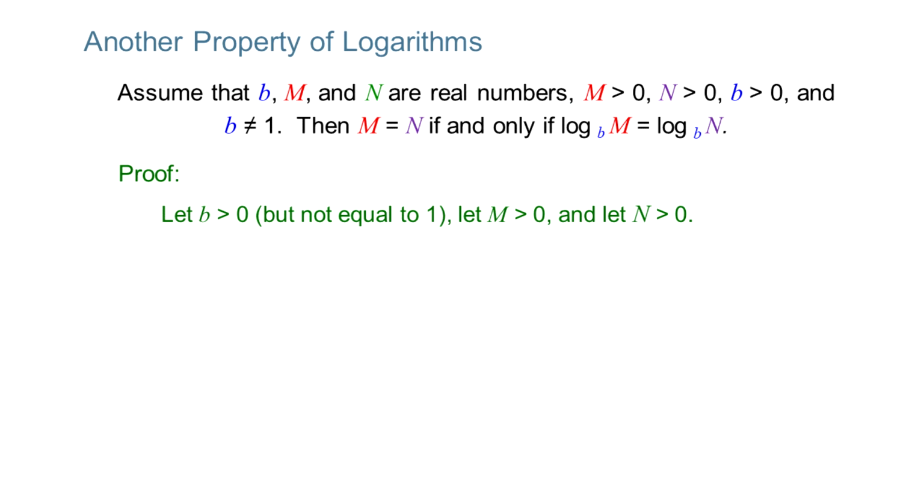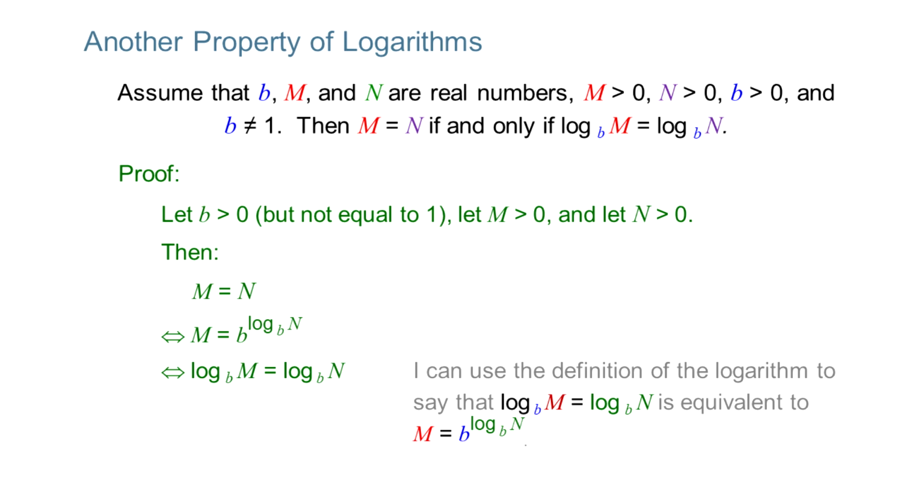To see why this is true, I'll start by writing a statement that meets the conditions of the problem. I'll let b, m, and n represent positive real numbers, where b is not equal to 1. I can use the rule that we just talked about to say that the equation m equals n is equivalent to m equals b to the power of log base b of n. Now I can look at this line as an equation in exponential form, and I can put this into the logarithmic form, as you see here. This gives us the result that we wanted, and so now I can conclude that this is a valid rule.